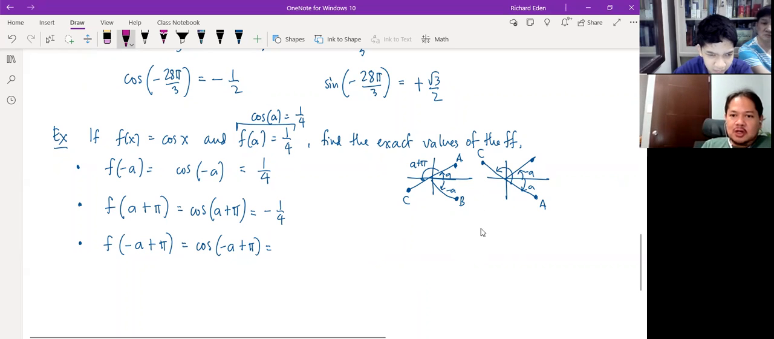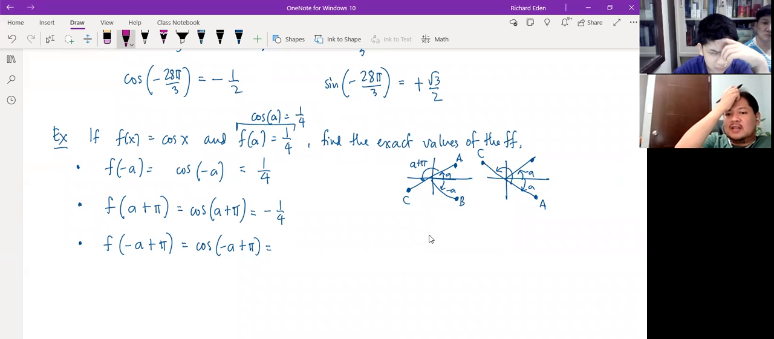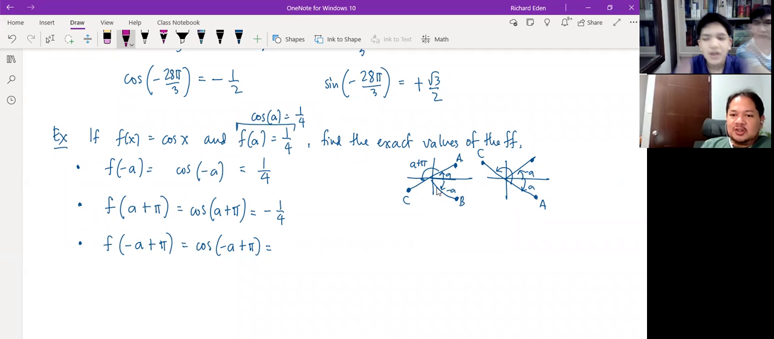So I'm going to use a different color. A is in the first quadrant, so that means negative A is in the fourth quadrant, as you can see in the illustration. So where is negative a plus pi going to be? So you would have negative a going like so.